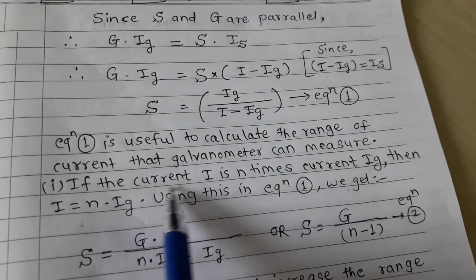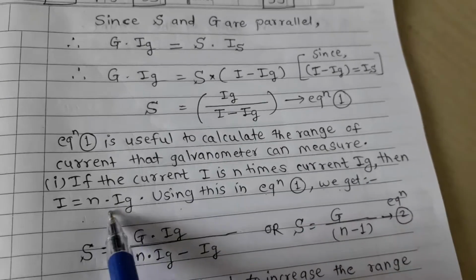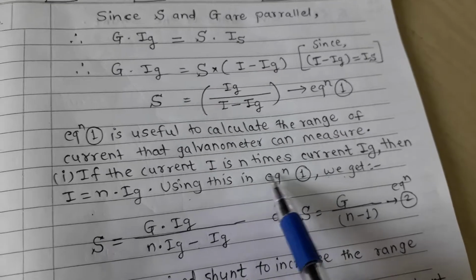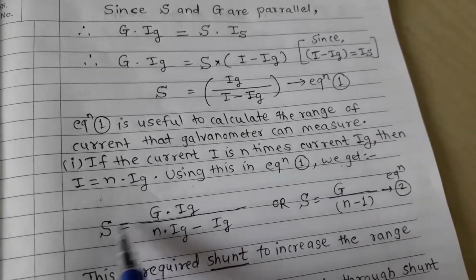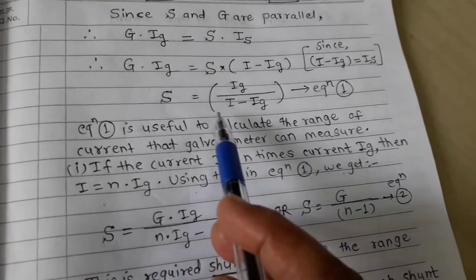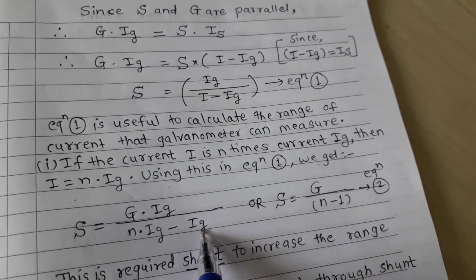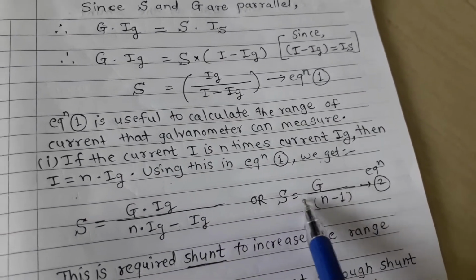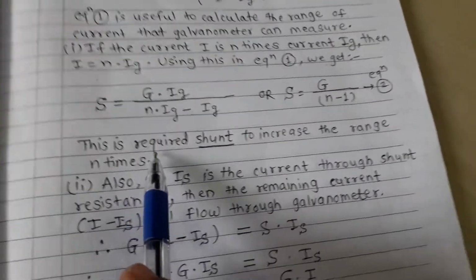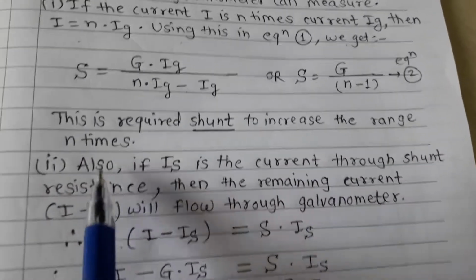Number 1. If the current I is N times the current Ig, then I is equal to N into Ig. Using this in equation 1, we get S is equal to G into Ig divided by N into Ig minus Ig, instead of I minus Ig. Or S is equal to G divided by (N minus 1), equation number 2. This is the required shunt to increase the range N times.